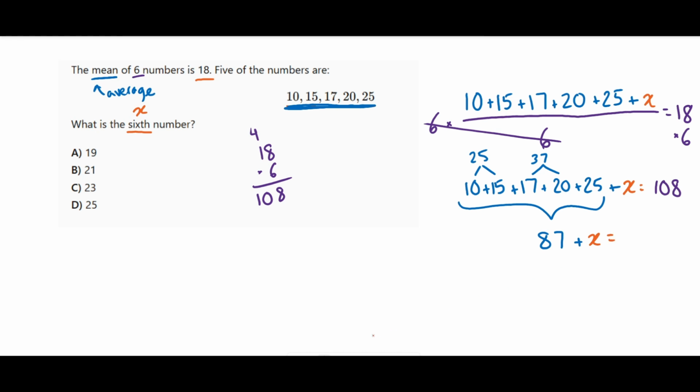is equal to 108. So now we could just subtract 87 on both sides, and you get that x is equal to 108 minus 87. If we just do that, that would be 21. So our 6th number, which we called x, is 21. And that's it.